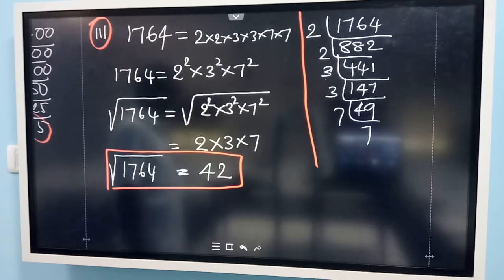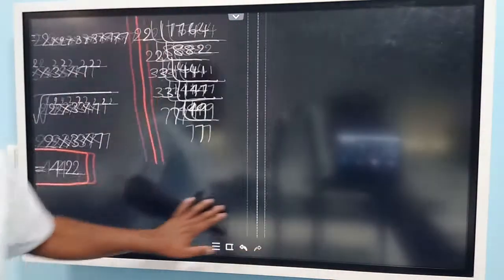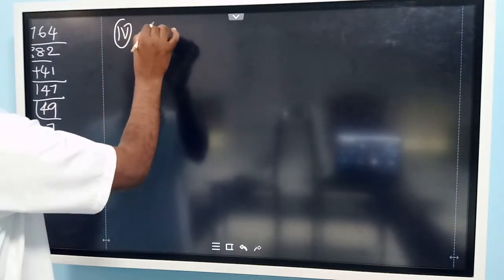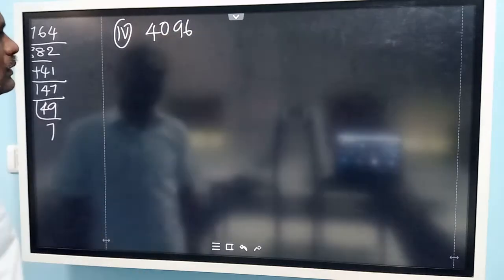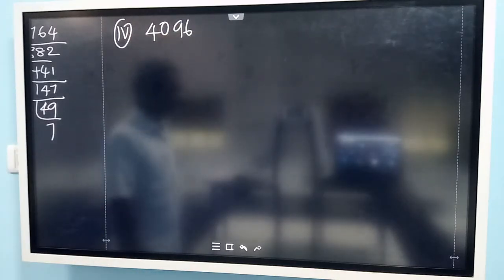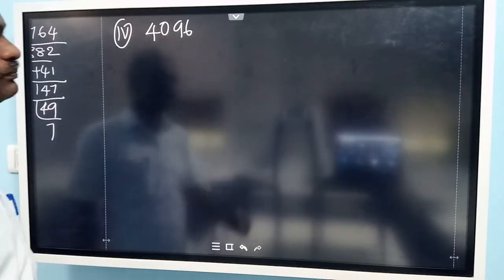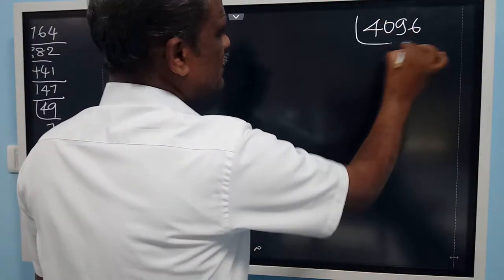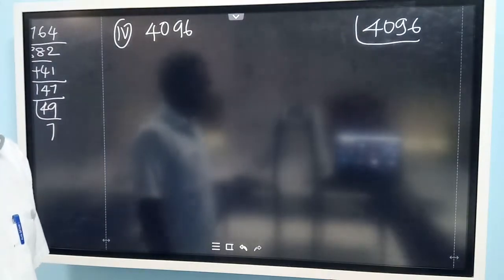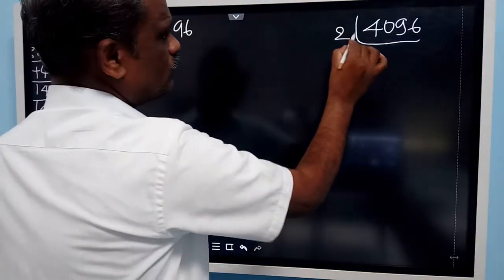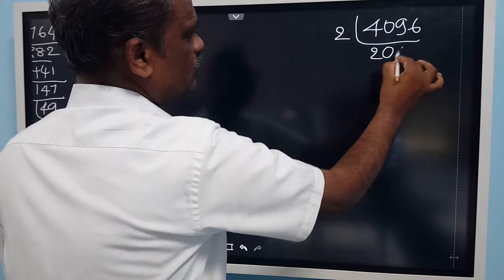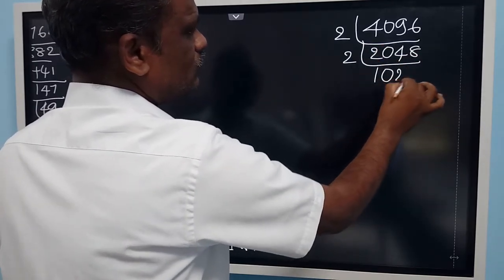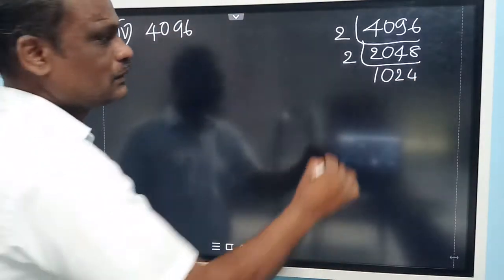So one more, fourth one you do now: 4096. Find out by prime factorization. Take the least prime number and divide it. The least prime number is 2. 2 2s are 4, 2 4s are 8, 2 8s are 16. Again by 2.